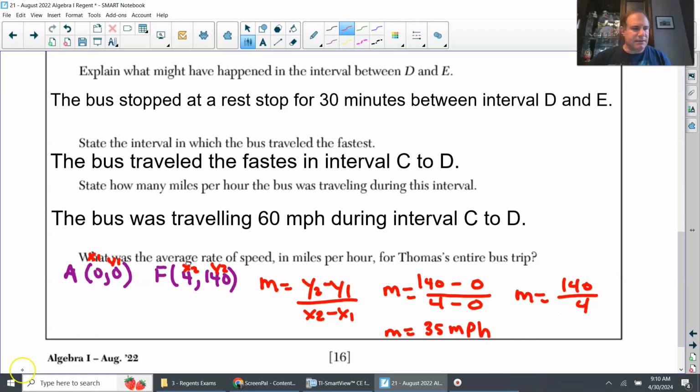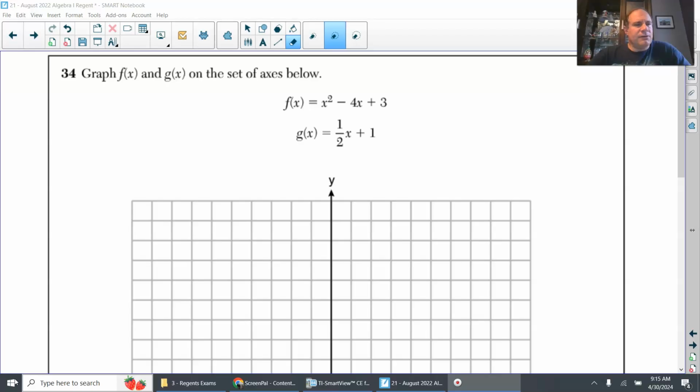And that is it. Okay, so for number 34, you just grab your calculator and just graph it. Just remember f of x is not going to be linear. That is going to be a U shape. And the g of x will be linear. So you're going to graph that on the same set of axes below.